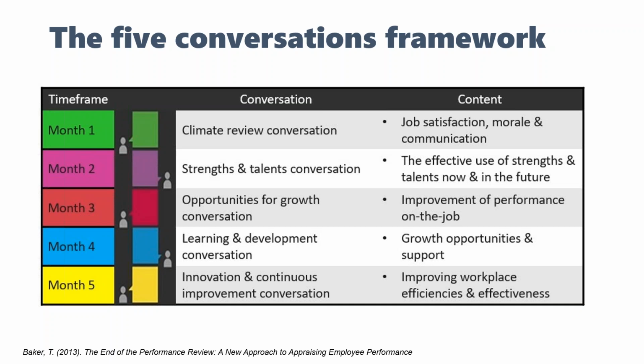And conversation 5 is innovation and continuous improvement, whereas conversation 4 is about themselves and how they can improve through learning and development. Conversation 5 is about how the workplace can be improved. And again, if you preempt this and ask people to think about this before you meet with them, then you're not sitting there having an awkward silence while they contemplate the question. So what we want here is people bringing their ideas to you to talk about how they can improve the workplace, what they need to do in order to make that happen.